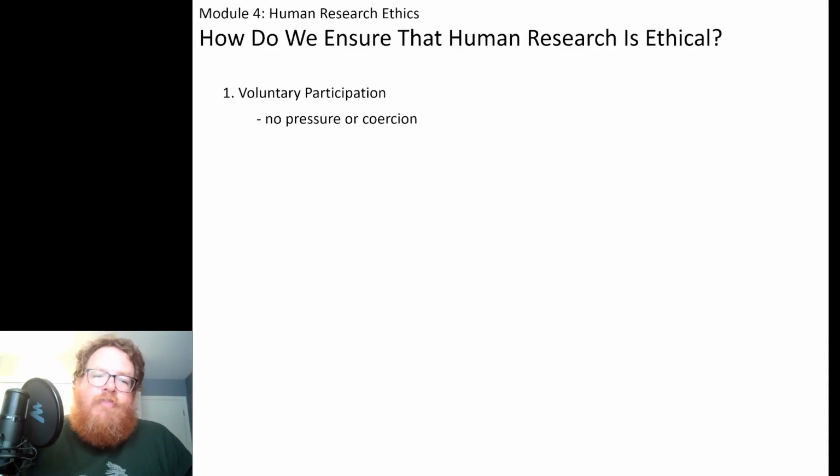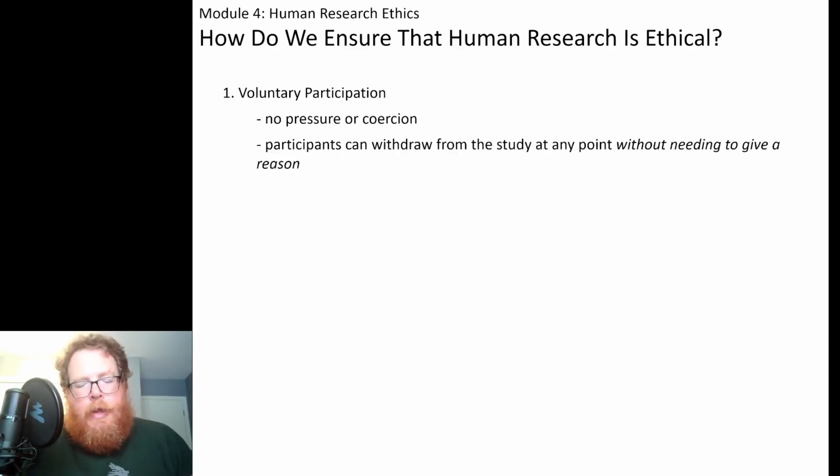You would not want to be standing out there with the flyer in your hand saying, hey, want to be involved in a research process? Want to be involved in a research program? And start shoving flyers into people's faces or trying to sign them up on the spot, because they're going to feel pressured or coerced. So we can't pressure and we can't coerce people to join our study. Number two, to ensure voluntary participation, we need to make it clear that participants can withdraw from the study at any point without needing to give a reason, right? So again, it's only voluntary if people can make the decision to come in, but also make the decision to come out at any point.